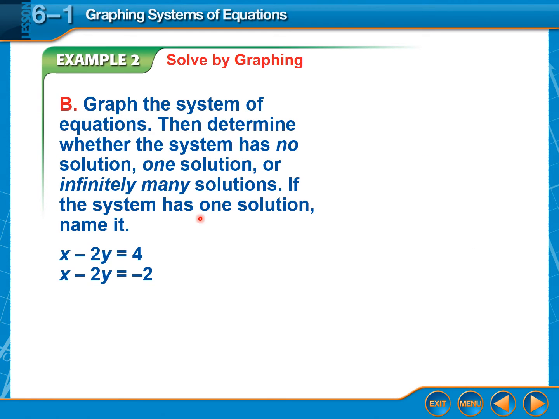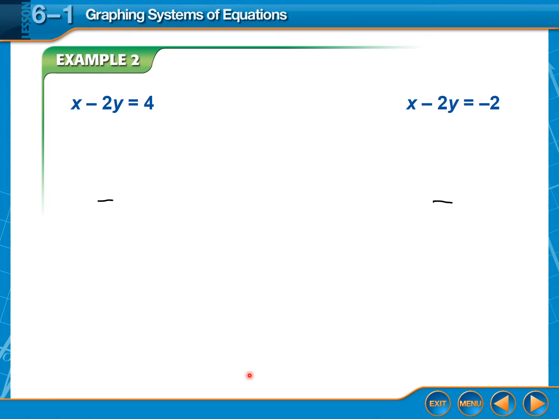All right, let's take a look at another one. We're going to do the same thing: solve the system of equations by graphing and determine how many solutions it has. And if it has a solution, we're going to name it. So x minus 2y equals 4 and x minus 2y equals negative 2. Just like the last one, we're going to write both equations in slope-intercept form. So we need to rearrange both equations so that it's y equals mx plus b.